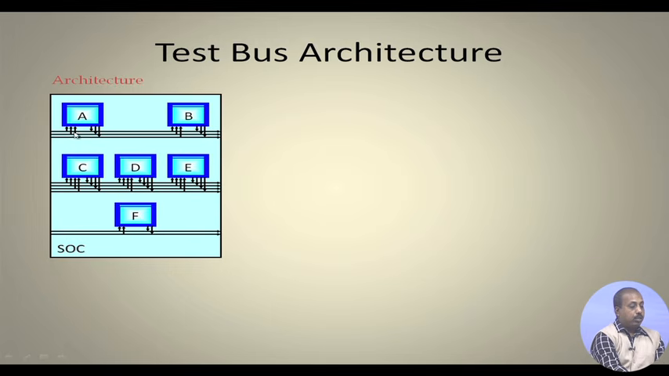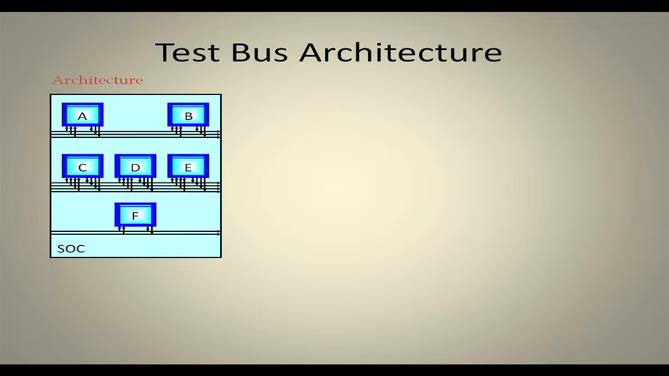Now, A and B cannot be tested parallelly because they are on the same bus. Similarly, C, D, E cannot be tested parallelly because they are on the same bus, but I can parallelly test A and C, I can parallelly test A, C and F, provided other constraints are met, like the power constraint and precedence constraints. So, we can go for parallel testing of the cores on the 3 parallel buses.